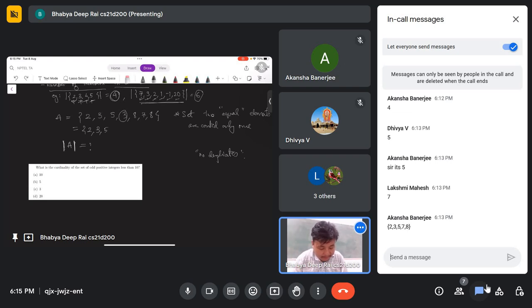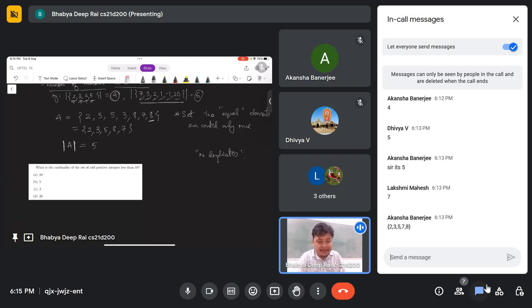So 3, I don't write it again. Then I write 8 and 7. And this 8 has already occurred in the set, so I don't need to write it once again. So what is the size of the set? The size of the set is 5.